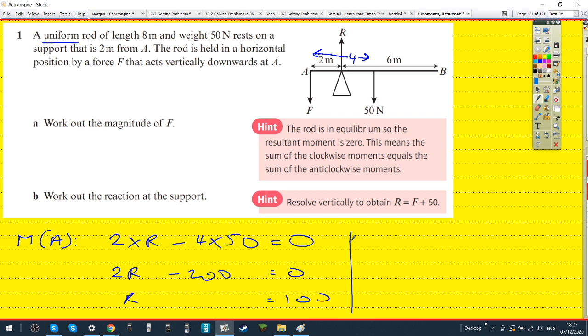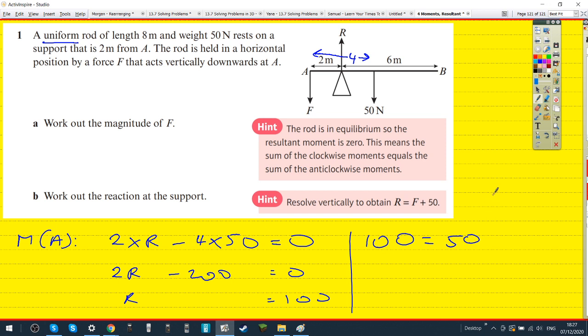Total weight is equal to total reaction. So 50 times 8. Well, no. Total weight, total reaction. What's the reaction? 100. Okay, so that has to be equal to the total weight. What are the forces acting down? Weight. Okay, what's the weight? 50 newtons.